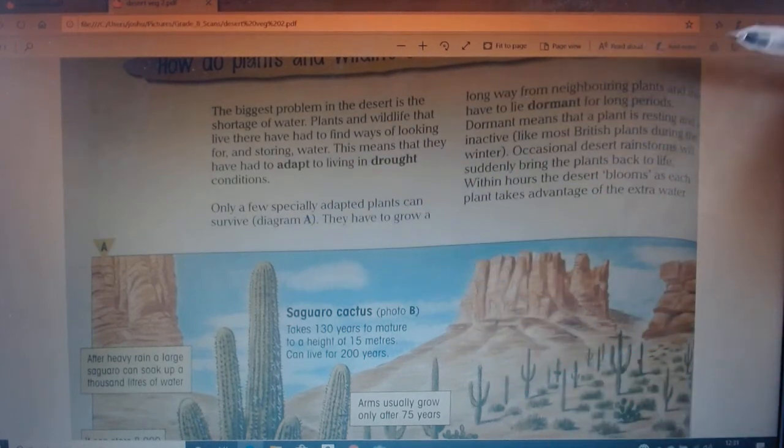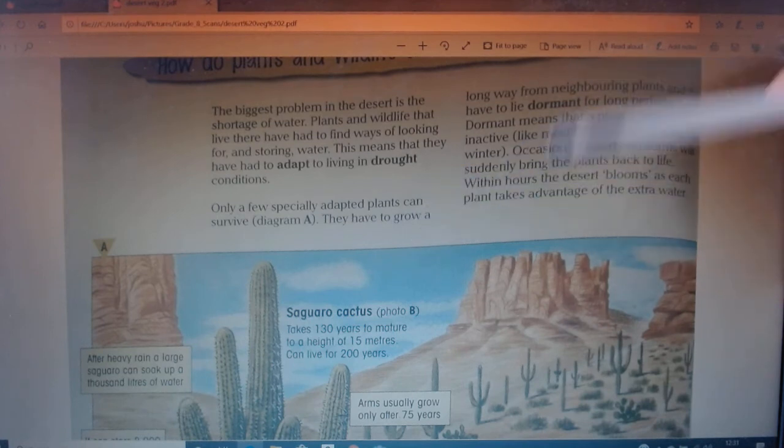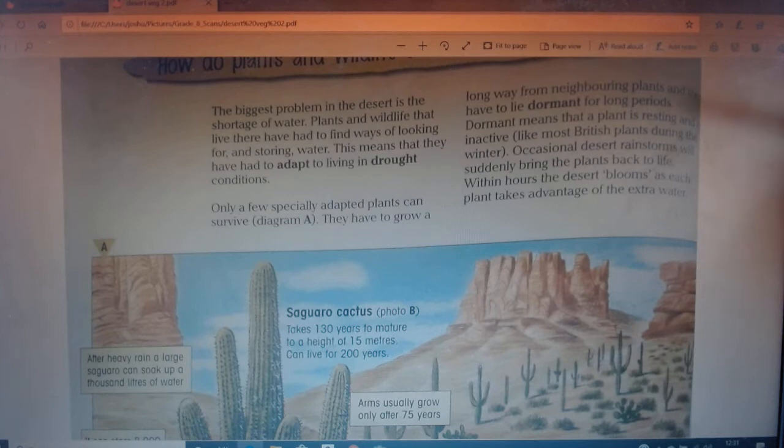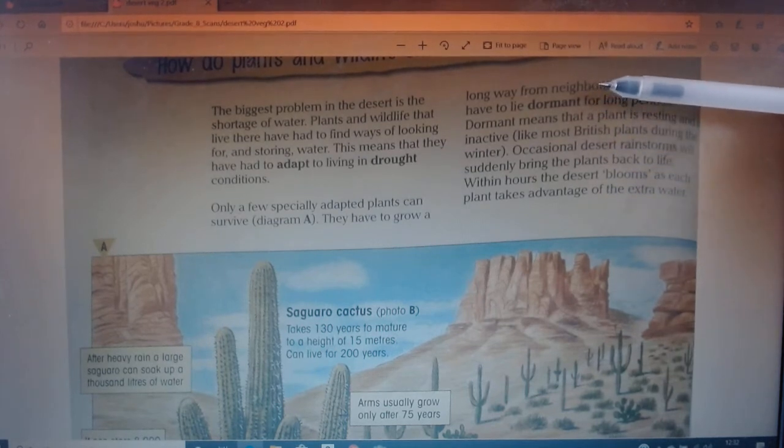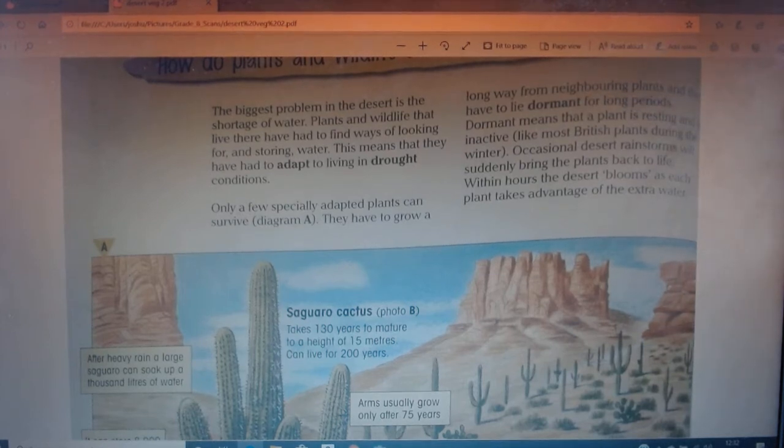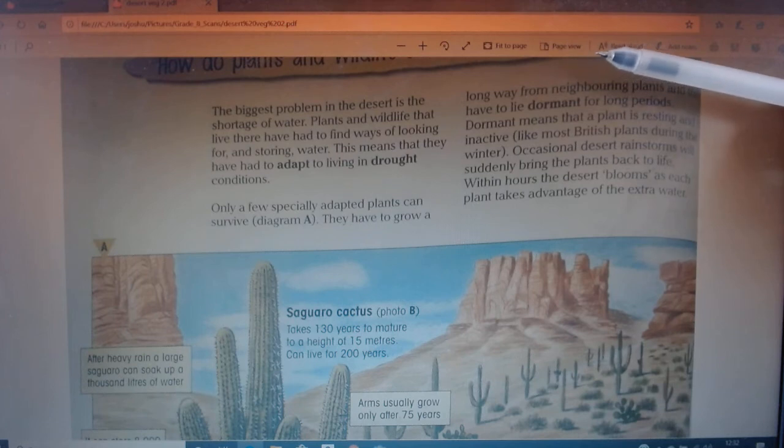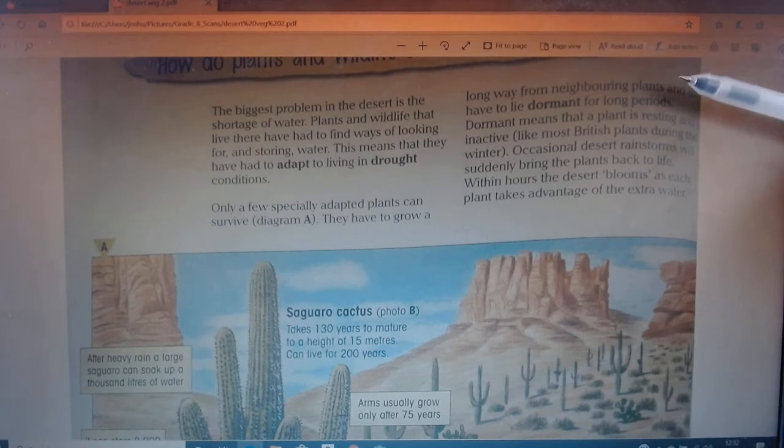The plants have done lots of things to try and survive. Some are named here. Some are dormant. They only come out during the night because during the day there's too much evaporation. They'd lose all of their water. Some of them grow very far away from each other. Think of our social distancing right now. So they have their own space and they can get their own nutrients.